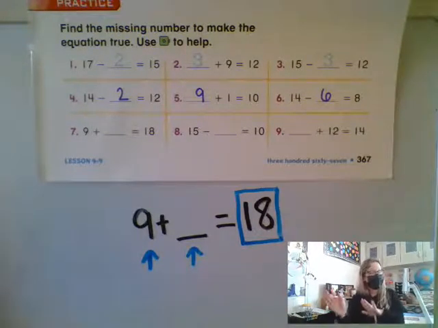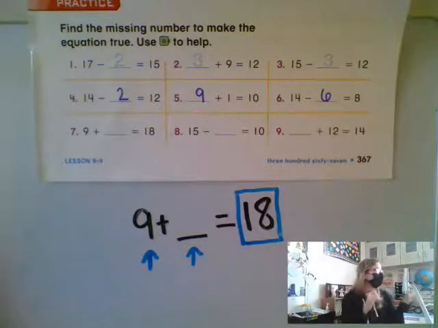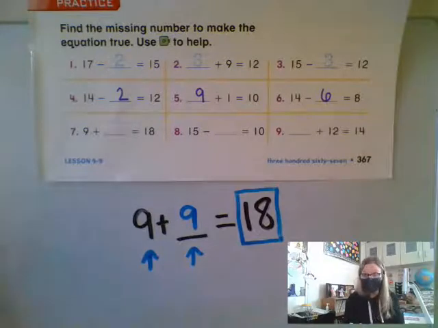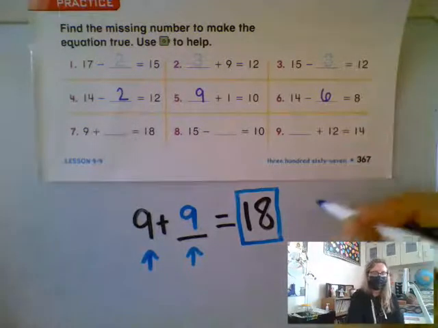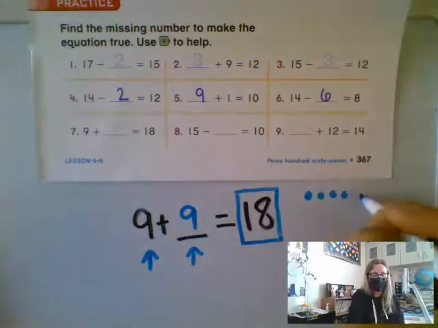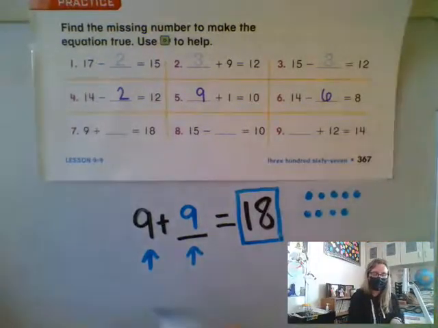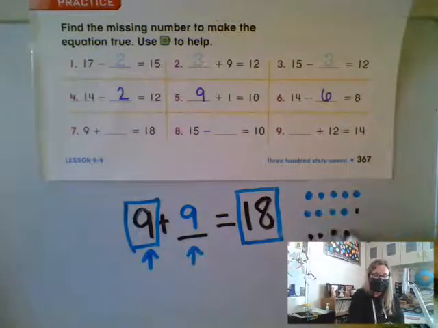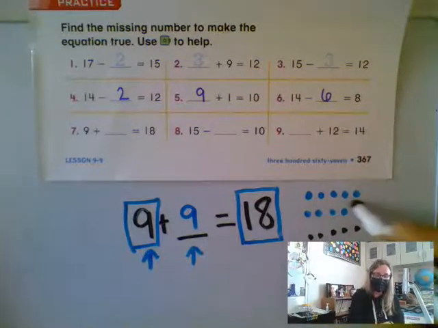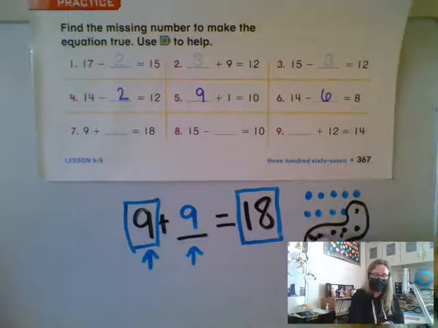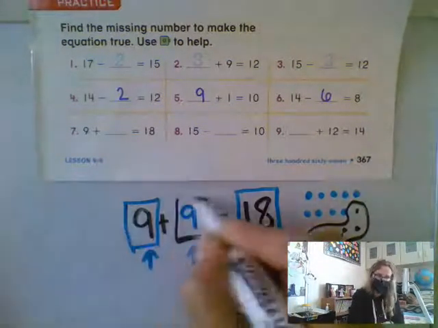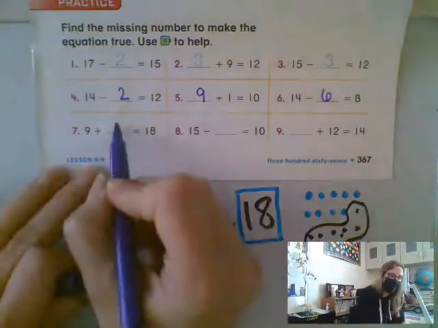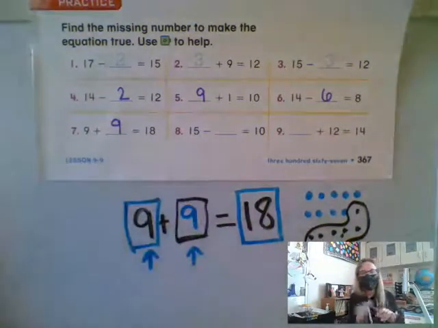And doubles, he knows, dancing doubles, that 9 plus 9 equals 18. If you needed to draw it out to help you, you could do that. You could say 1, 2, 3, 4, 5, 6, 7, 8, 9, because I had 9 to begin with. And then 10, 11, 12, 13, 14, 15, 16, 17, 18. How many did I draw? 1, 2, 3, 4, 5, 6, 7, 8, 9. So there's my other 9. Okay? So go ahead and put in a 9 for number 7.